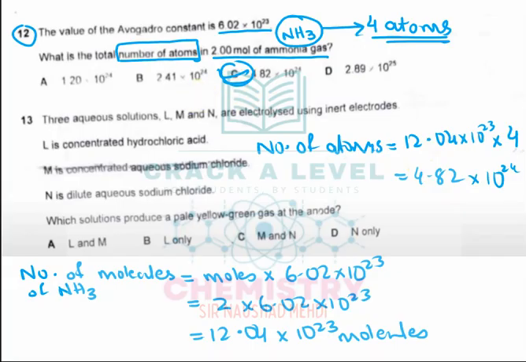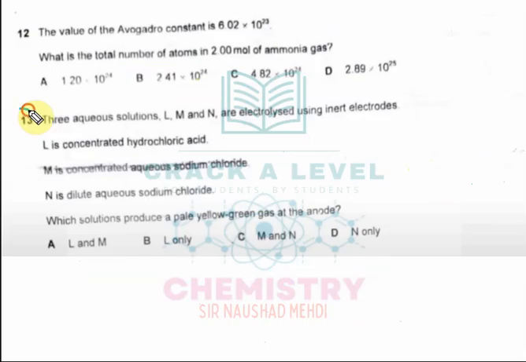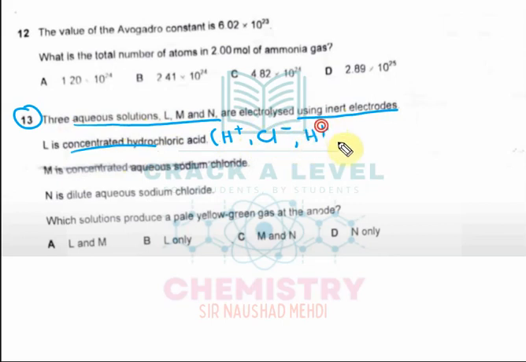Alright. Moving to the next one, MCQ number 30. 3 aqueous solutions L, M, N are electrolyzed using the inert electrodes. L is the hydrochloric acid, concentrated hydrochloric acid. So what ions will be present over here? Concentrated means that it is aqueous also. So H plus, Cl minus and H plus and OH minus. So these would be the ions.